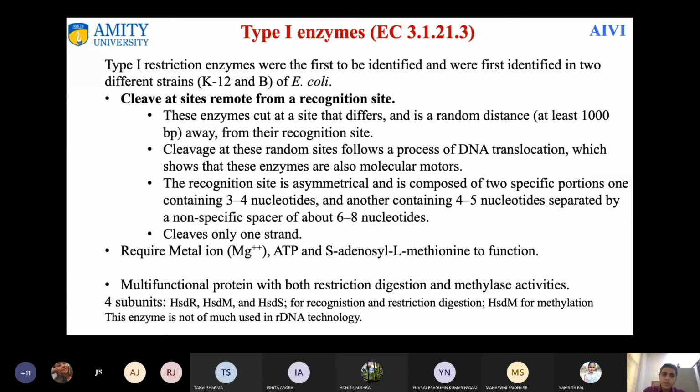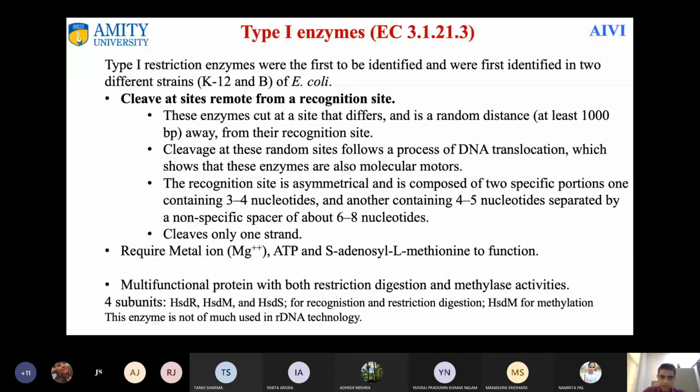So what do the 4 subunits do? Hsd is the name of the enzyme. R stands for restriction, so this subunit plays a role in recognition of the recognition site. Then HsdM, M stands for modification, so it plays a role in methylation. Then HsdS, S stands for the SAM binding site. This is the role it plays.